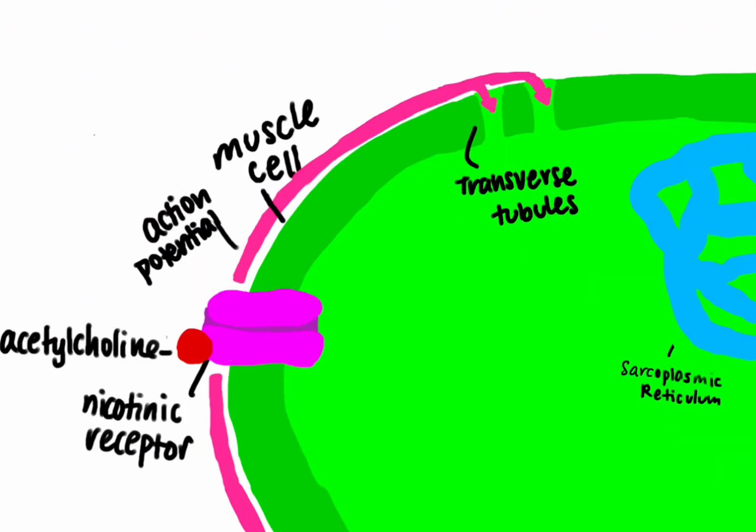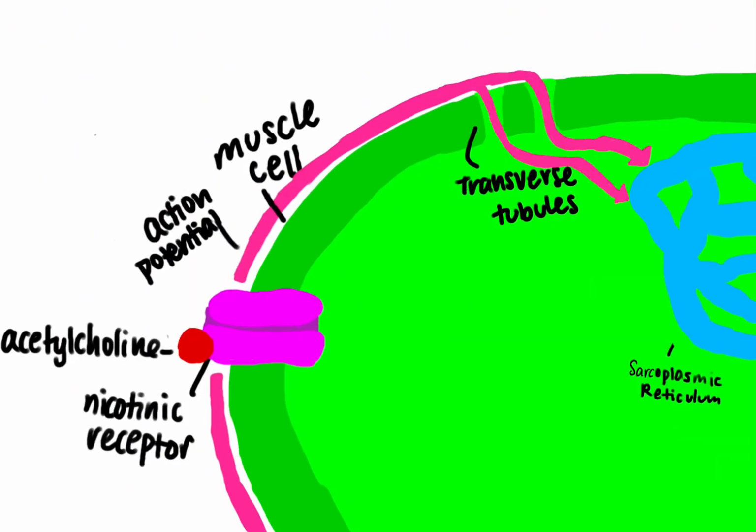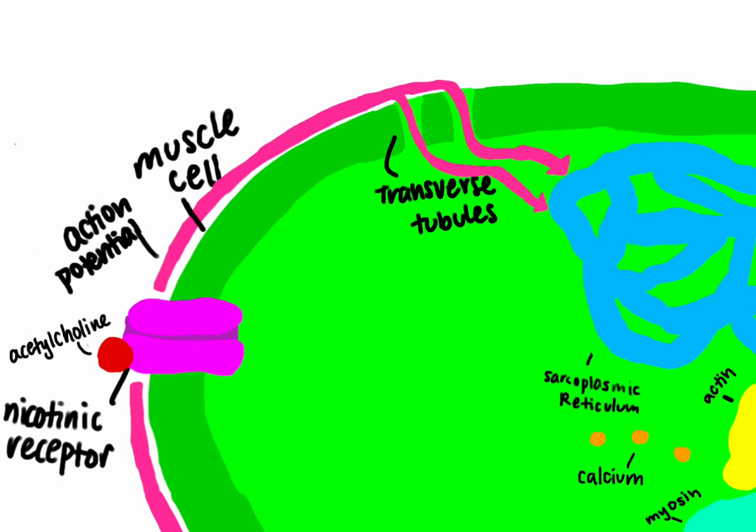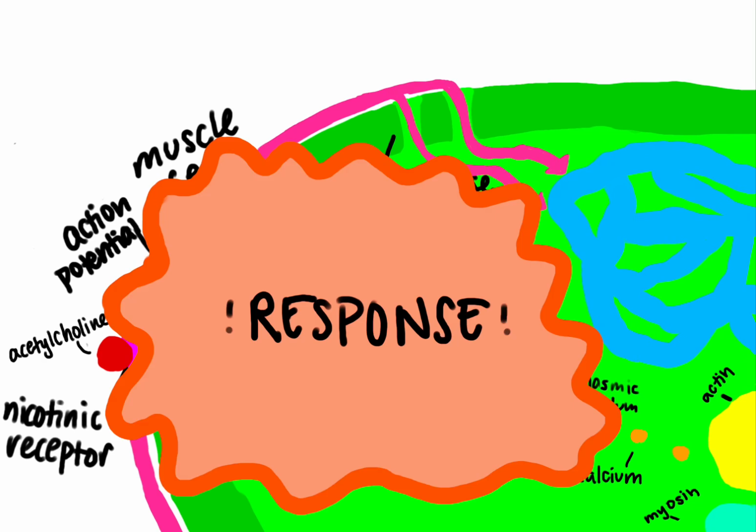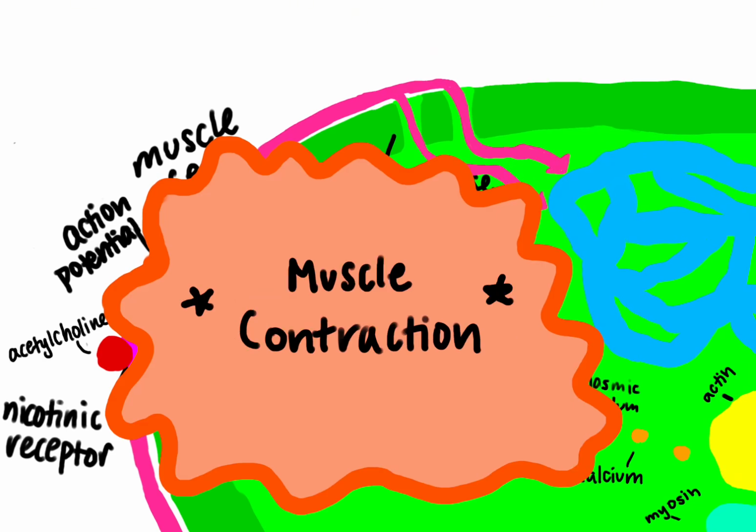The action potential activates voltage-gated calcium channels, which release calcium ions from the sarcoplasmic reticulum. Once the action potential reaches the sarcoplasmic reticulum, the calcium is released. The calcium causes contractile proteins to interact. These proteins, actin and myosin, interact, causing muscle contractions. That is the response from the acetylcholine signaling pathway at a neuromuscular junction.